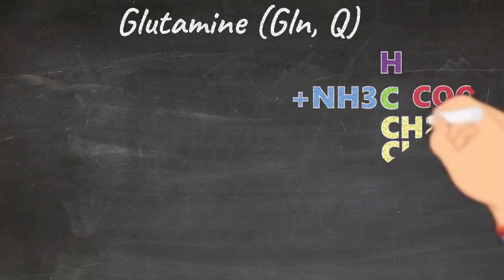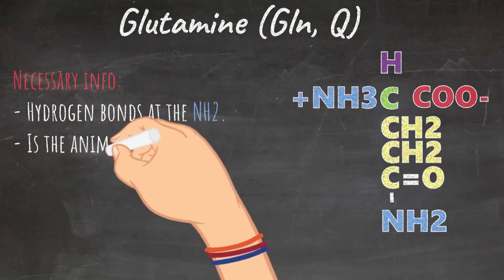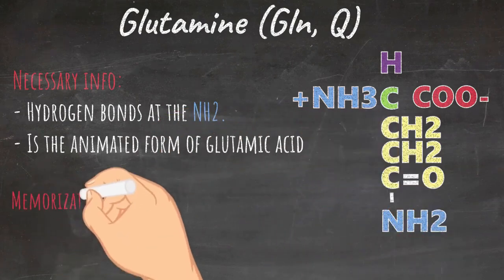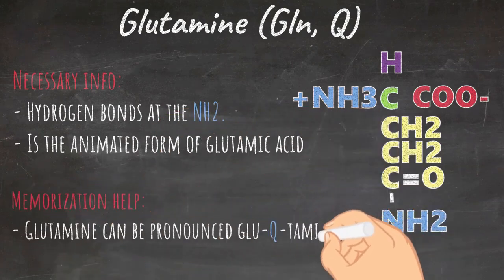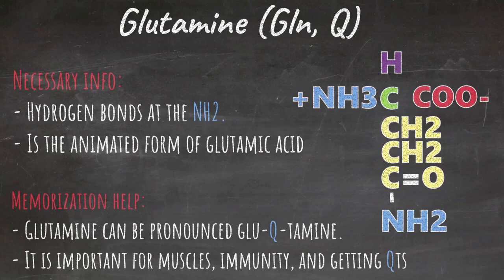For glutamine, it is abbreviated GLN or Q. So one way to help memorize this is pronouncing glutamine as glu-Q-tamine. It's important for muscles, immunity, and getting QTs is another way that I remembered it, because it tells you all of the important functions. Some necessary info for the MCAT is that hydrogen bonding occurs at the NH2, and it is the aminated form of glutamic acid. So again, the NH2 replaces the acid's OH group.